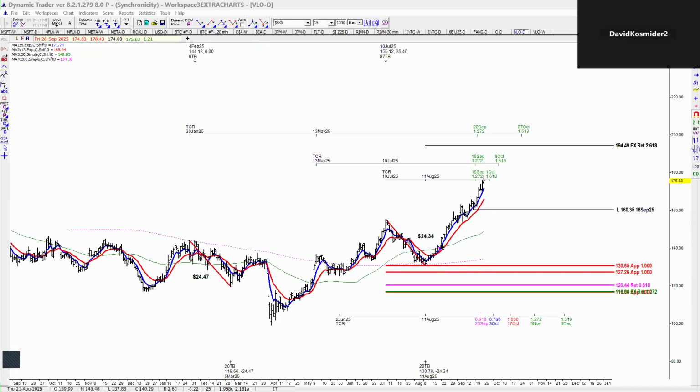And then, if it holds its own, you go down to a lower time frame chart and look for a buy trigger.